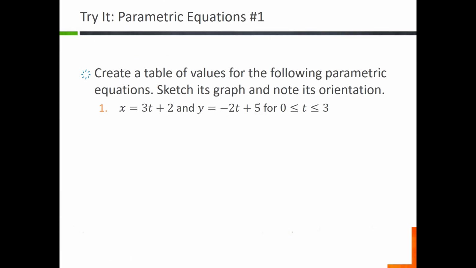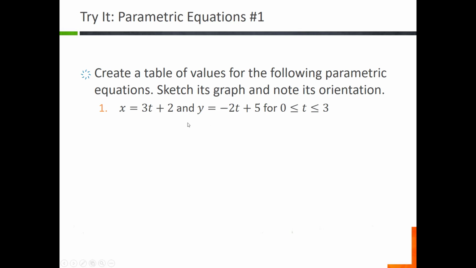All right, so let's look at a few examples here. So we have a parametric equation of two linear functions. So x equals 3t plus 2 and y equals negative 2t plus 5. Now we could look at this for any values of t, but just for simplicity's sake for this example, let's just look at t from 0 to 3.